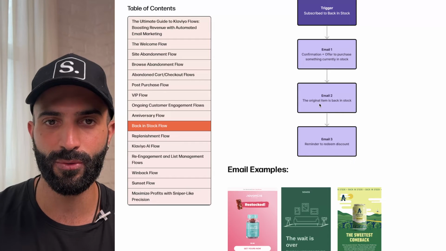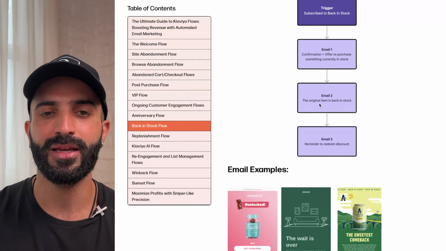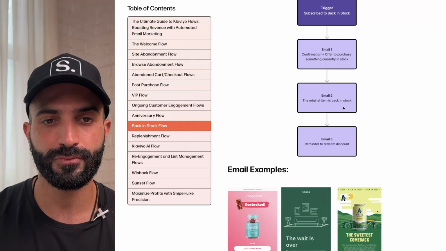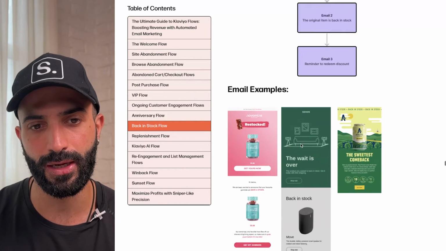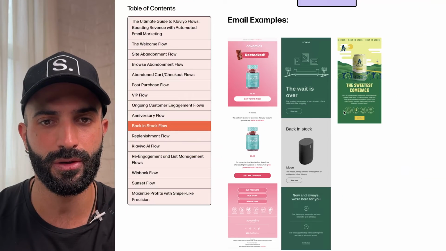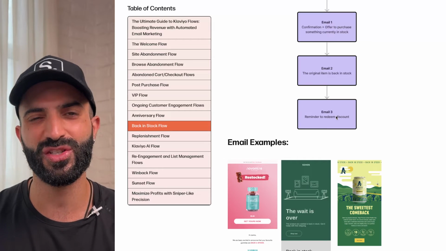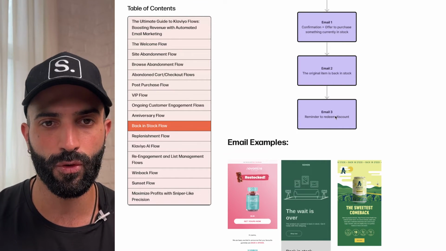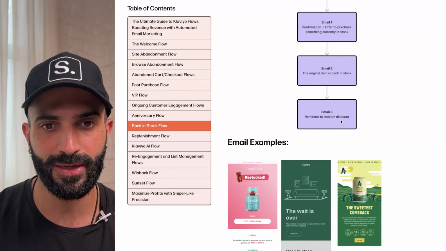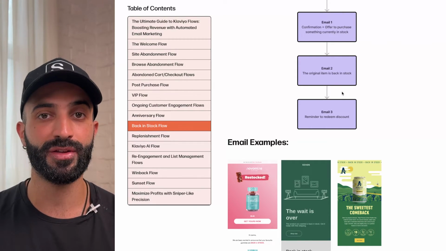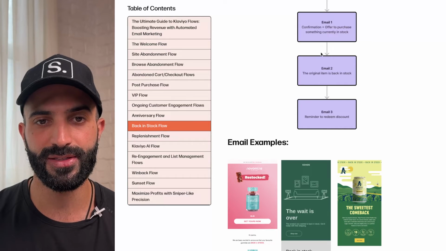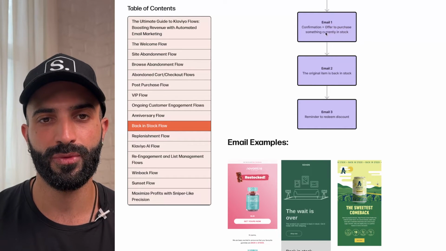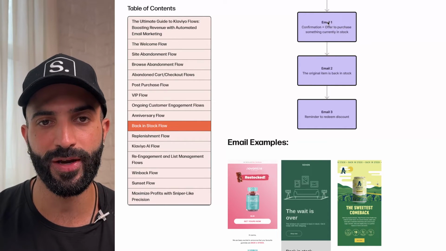And then if it didn't work, maybe it did, maybe it didn't, you want to go in with email 2 when the original item is back in stock, just like you've seen in our examples here. And email 3 is just a reminder, hey, the product is running out quickly. Get it before it's out of stock again. And also maybe a reminder of a discount if you threw that inside of email number 2. So this is the layout. I highly recommend trying this out for your store.